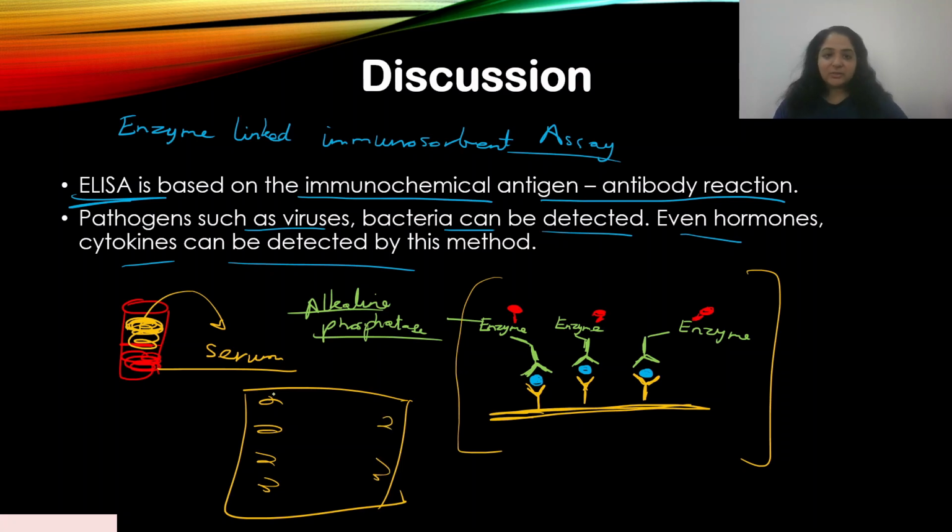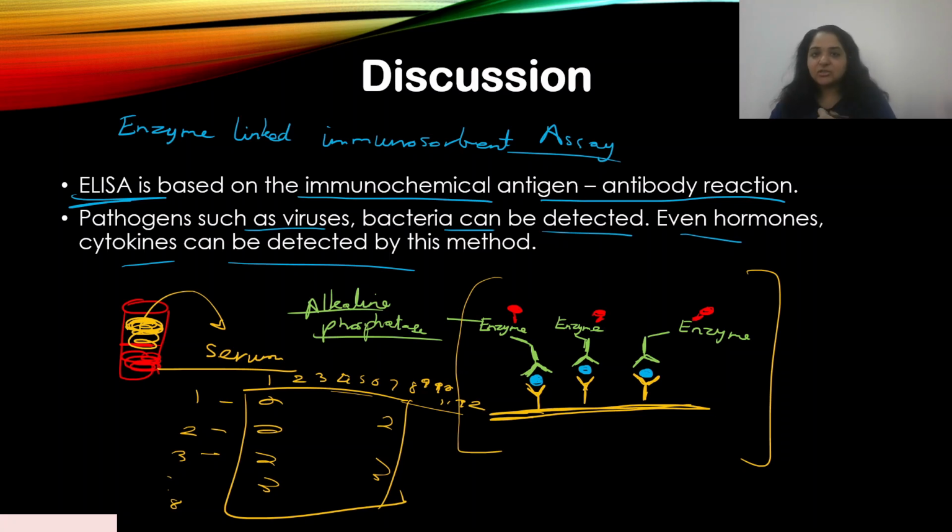Imagine there are 96 wells. There are 12 columns and there are 8 rows. In that, you have to put in your sample and you have to perform the protocol.